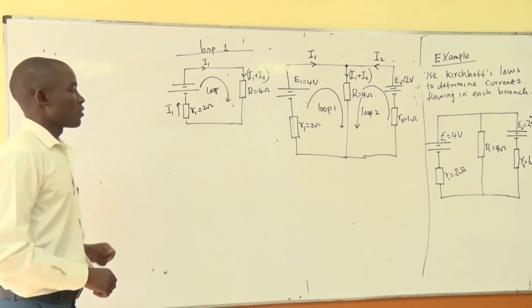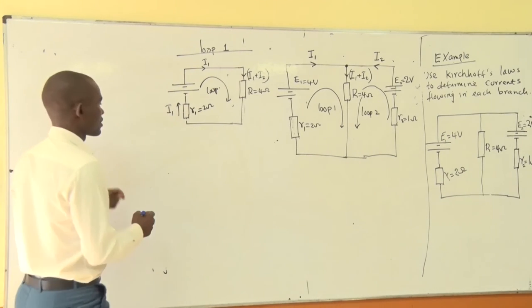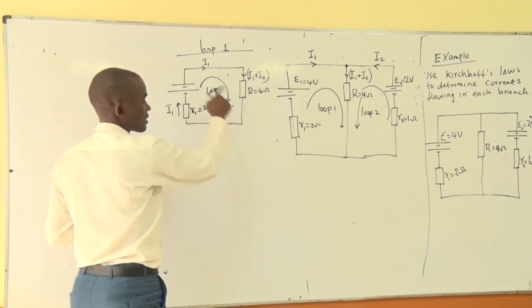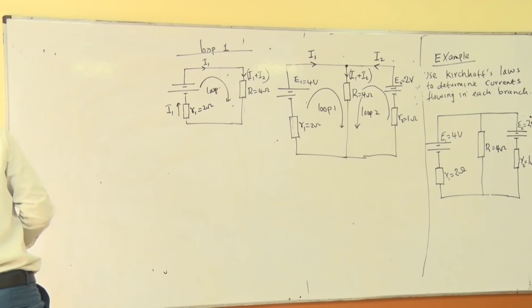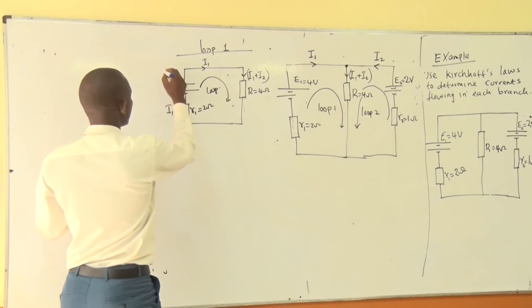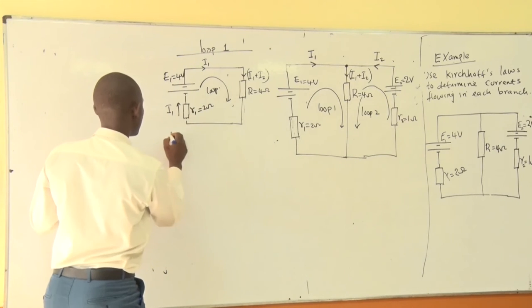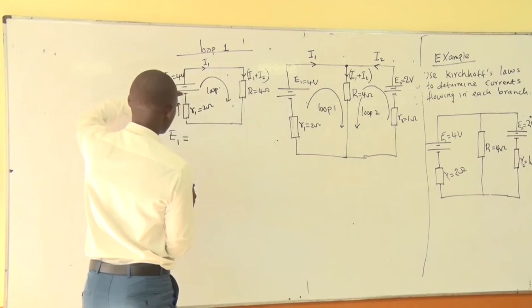The second step, we will use Kirchhoff's voltage law, which states that the net voltage in the circuit is equal to the voltage drop across the components. So that one will give us, this is our E1, which is equal to 4 volts. So it means E1 will be equal to the voltage drop here. We can start from this point.